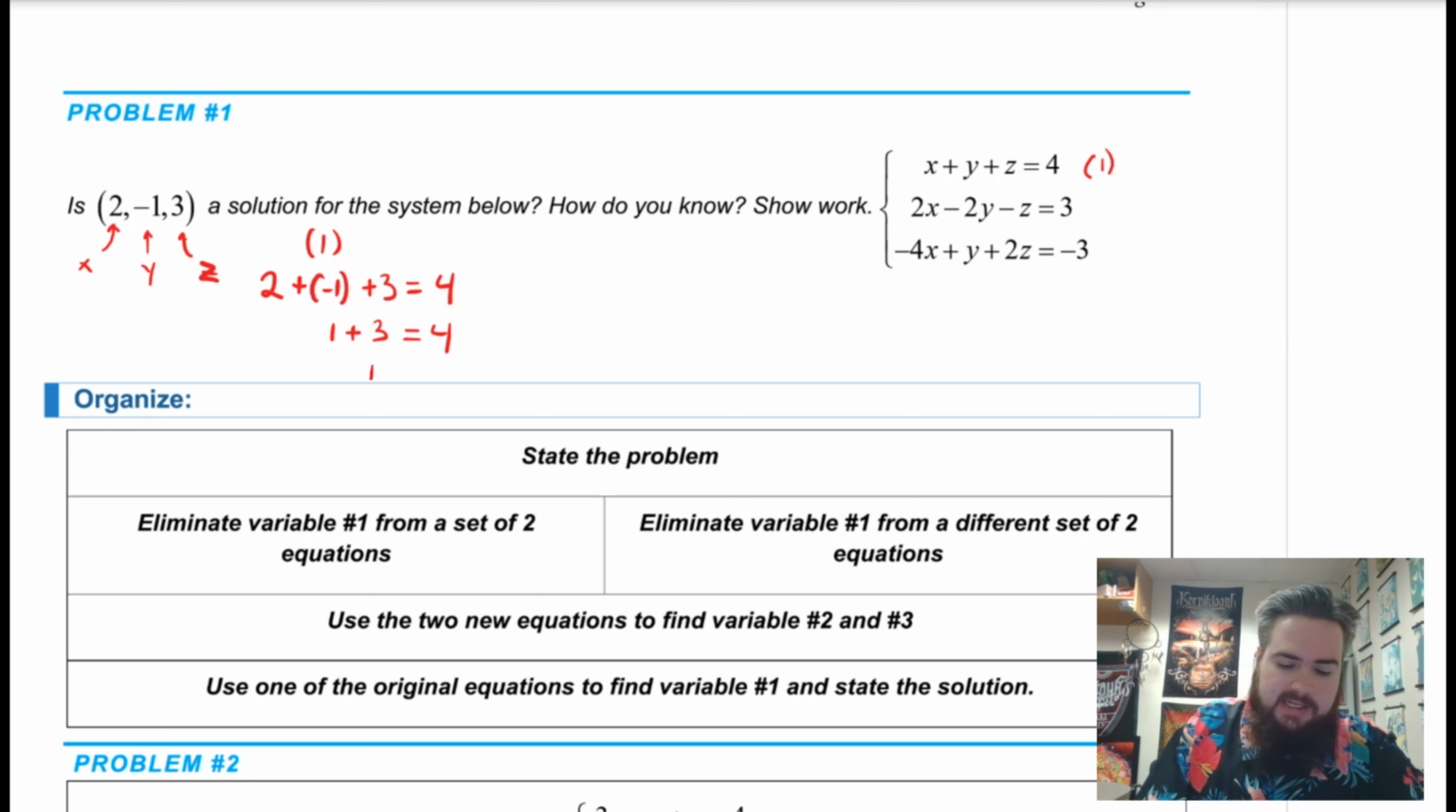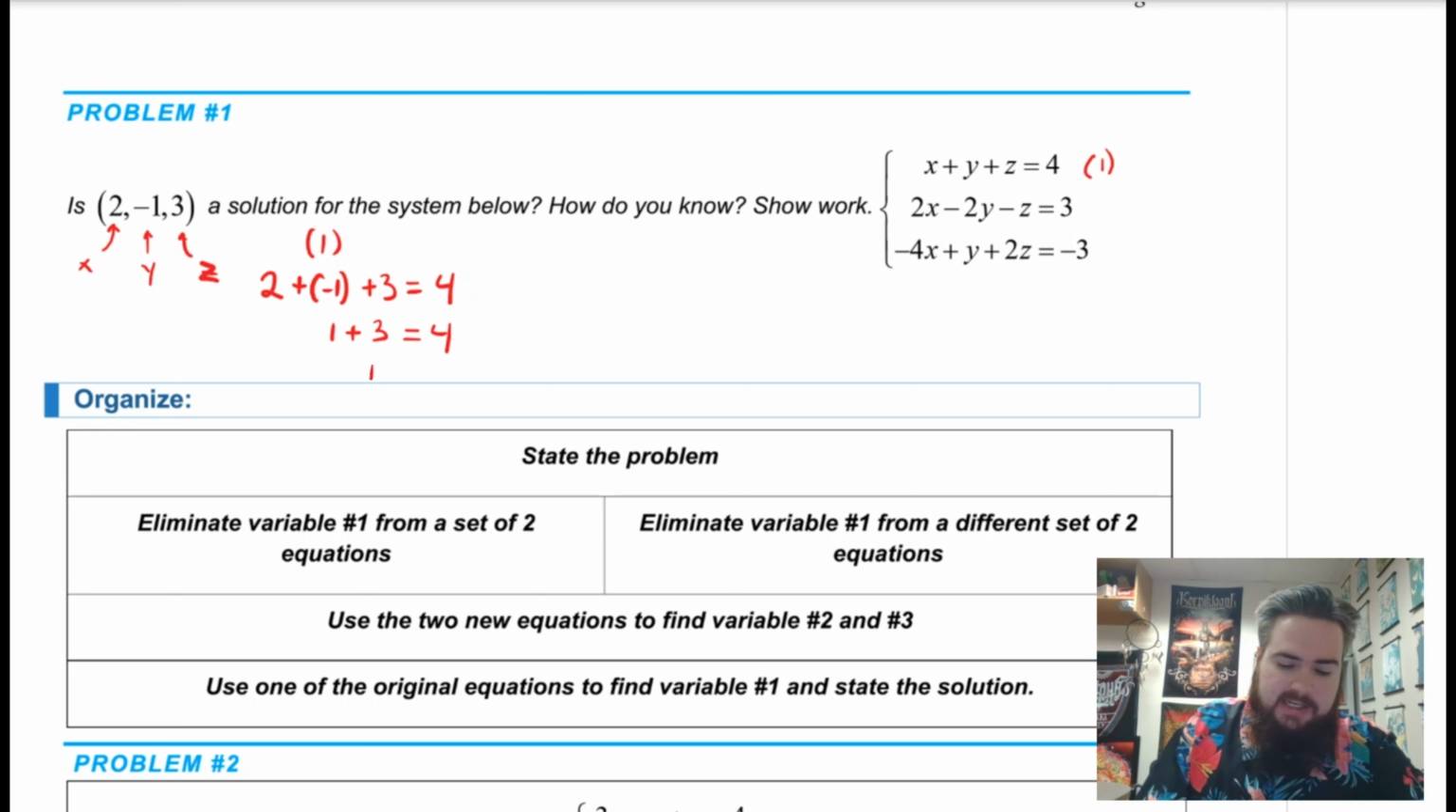This is not a true statement. -1 does not equal -3. Therefore, the coordinate that we have of (2, -1, 3) may be a solution for two of the equations, but not all three, and therefore it is not a solution for the entire system. So my answer for this is no. It is not a solution because it does not work for the third equation there.